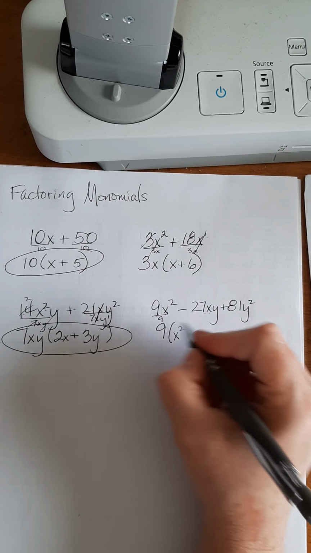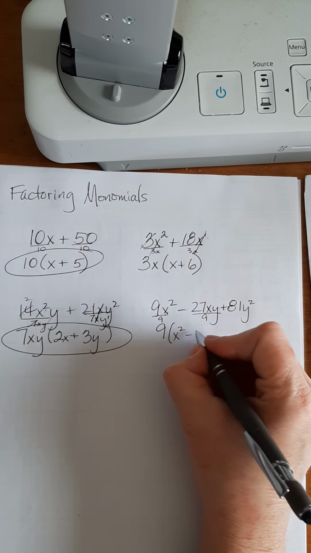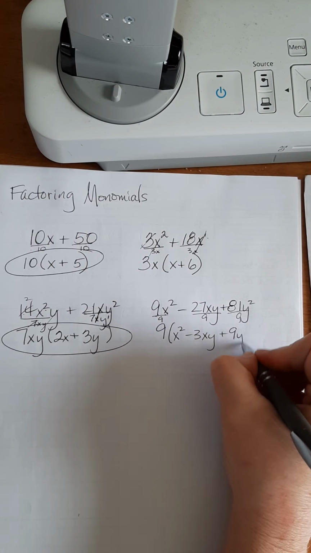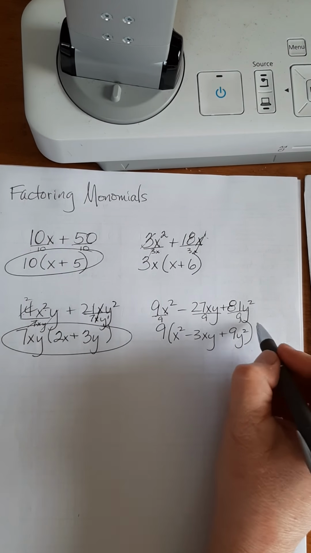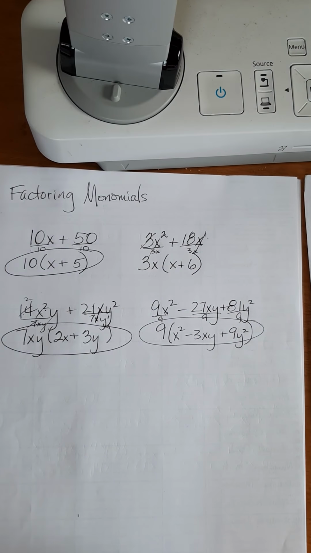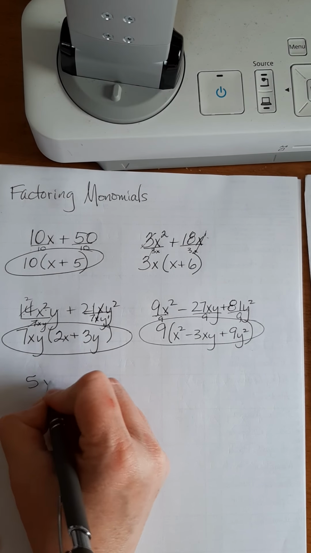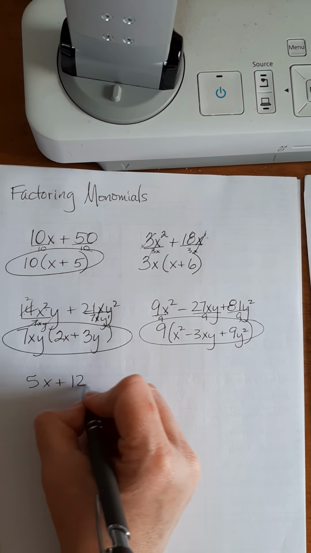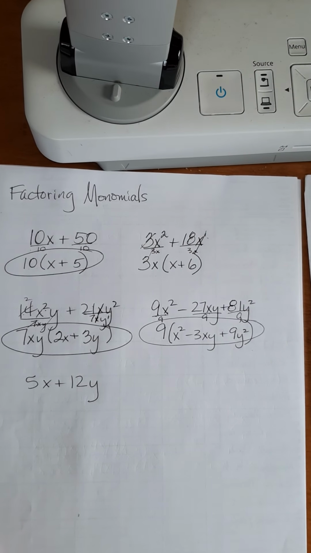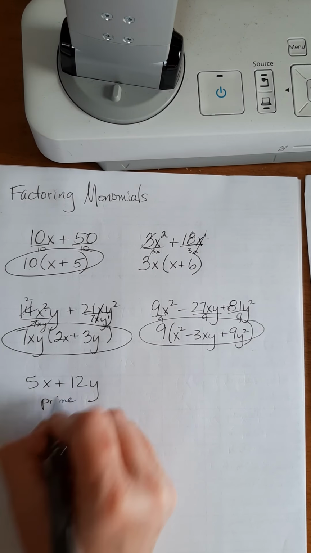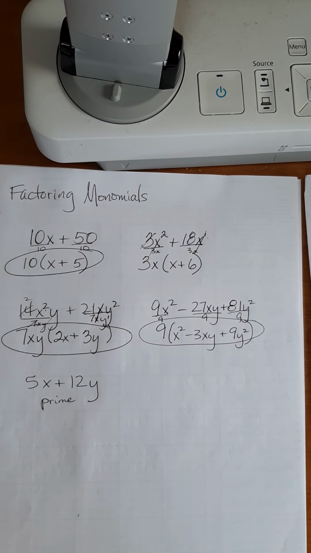So x squared minus 3xy plus 9y squared. And you're done. It looks like you haven't done much, but you've done all you can. Now, speaking of which, if it's something like 5x plus 12y, something that has nothing that you can deal with, then you just put prime. But usually there's at least something that you can take out.